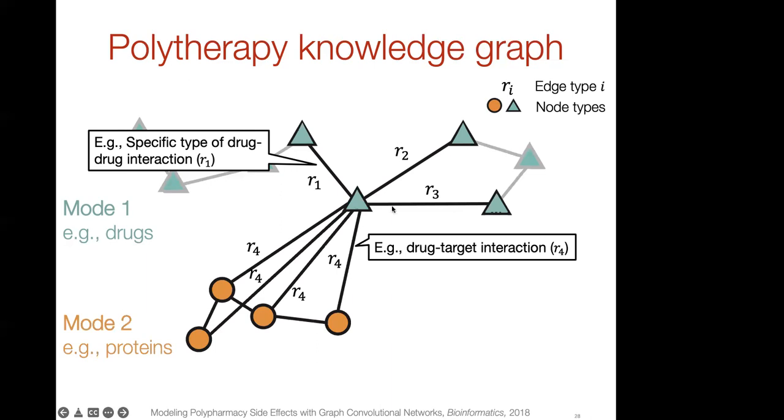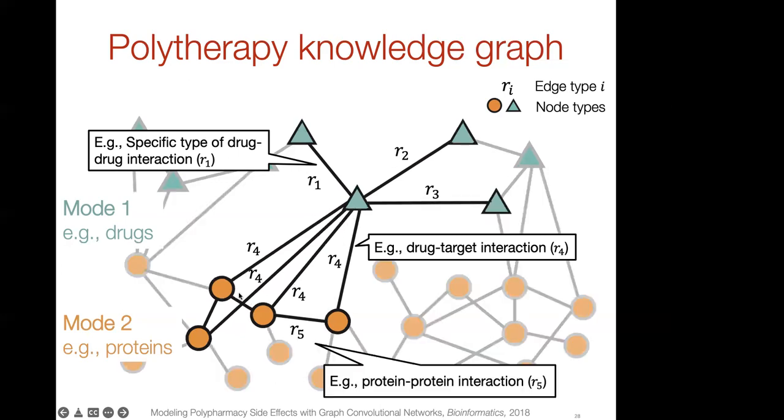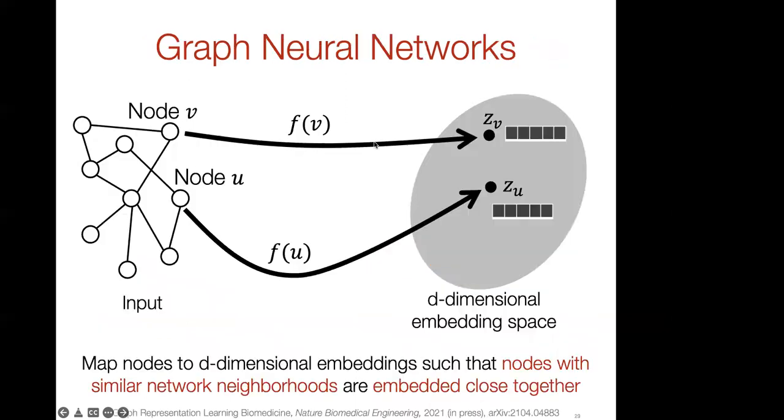we enriched that information with information about drug mechanisms, in particular their targets and how those target proteins interact with each other. And so this gave rise to this polytherapy knowledge graph. Once we had this knowledge graph built, we developed an algorithm that can learn over this knowledge graph. And so that was a graph neural network algorithm.